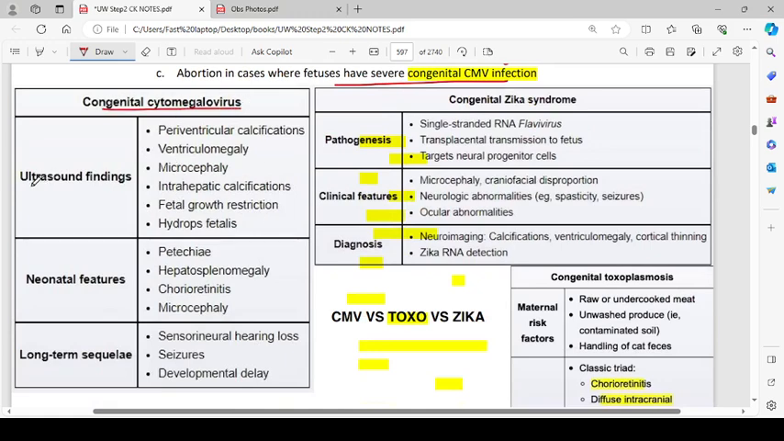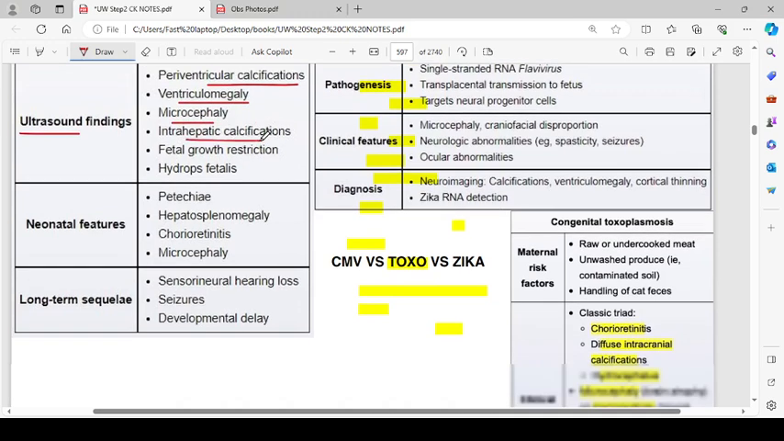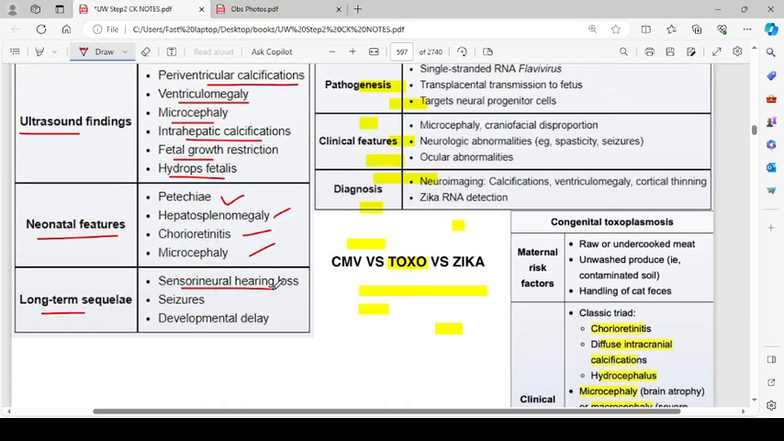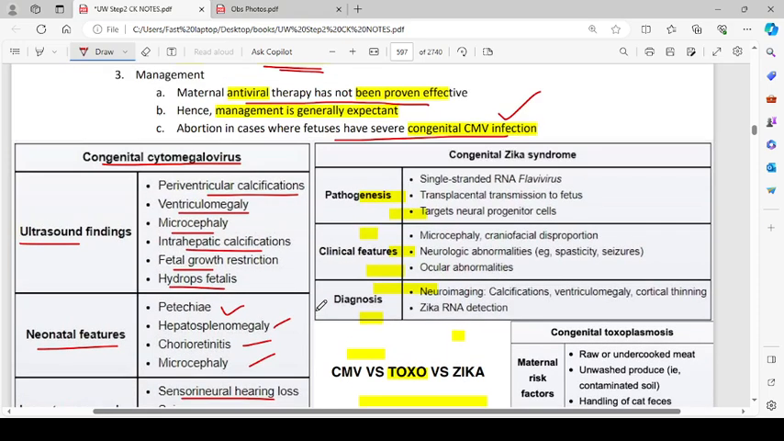Congenital cytomegalovirus, ultrasound findings will show periventricular calcifications, ventriculomegaly, microcephaly, intrahepatic calcifications, fetal growth restriction, and hydrops fetalis. Neonatal features are petechiae, which can be blueberry muffin rash, hepatosplenomegaly, chorioretinitis, and microcephaly. And long-term sequelae include sensorineural hearing loss, seizures, and developmental delay.